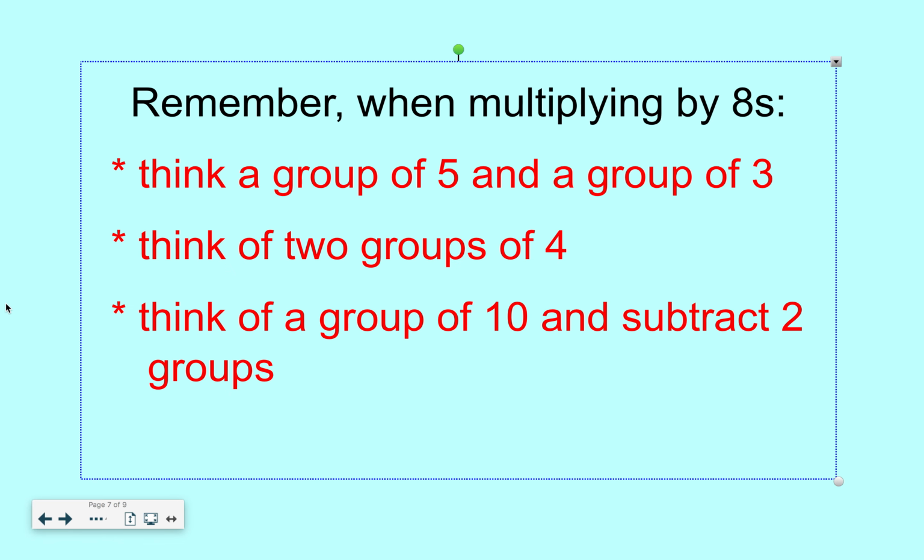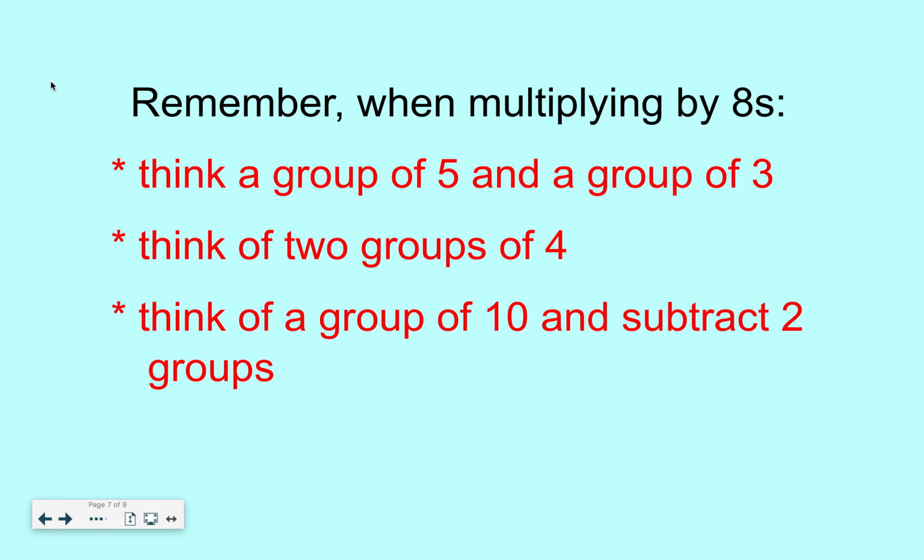So any of these strategies work. It's really what you feel most comfortable with. If you like your 5s, your 10s, or if you like splitting it up into 2 equal groups, use that. So remember, when multiplying by 8s, you can think of the 8s as a group of 5 and a group of 3. You can think of it as 2 groups of 4, or you can think of it as a group of 10 and then subtract 2 groups.